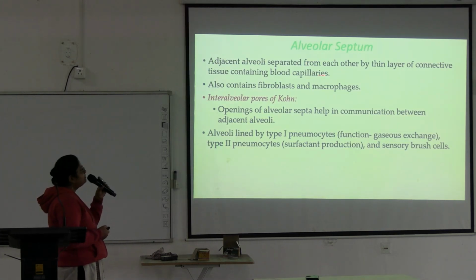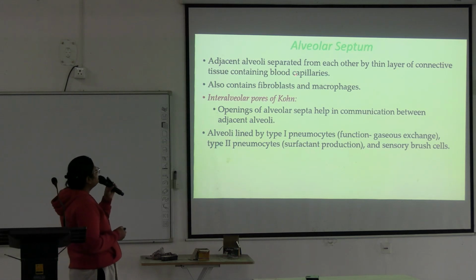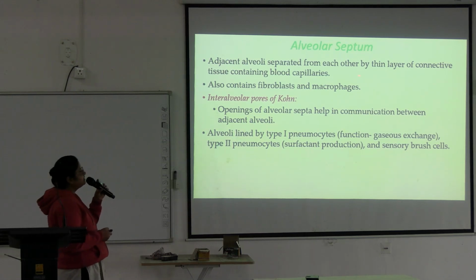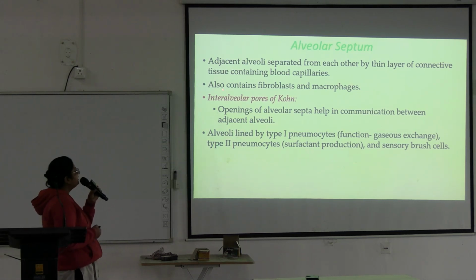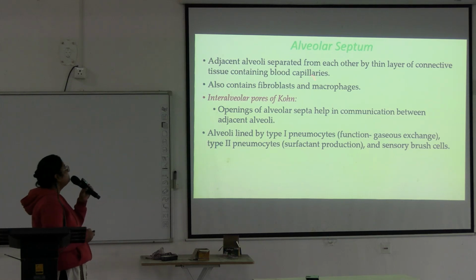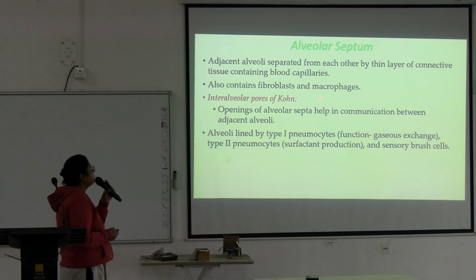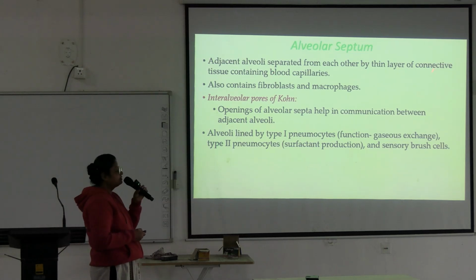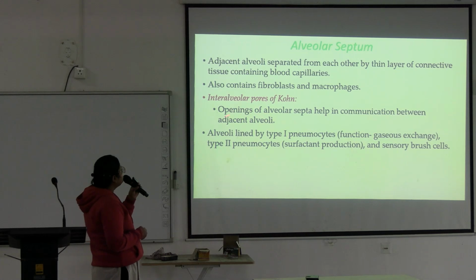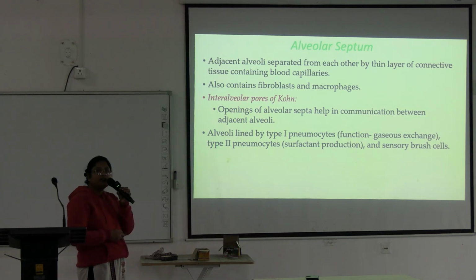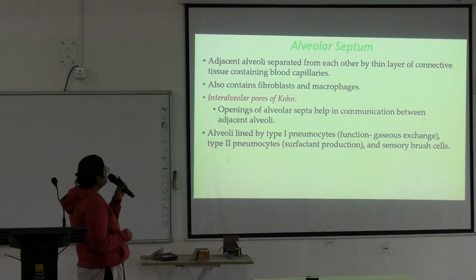Next we go to the alveolar septum. Adjacent alveoli are separated from each other by a thin layer of connective tissue containing the blood capillaries. It also contains fibroblasts and macrophages. Interalveolar pores of Kohn are openings in the alveolar septa which help in communication between adjacent alveoli.